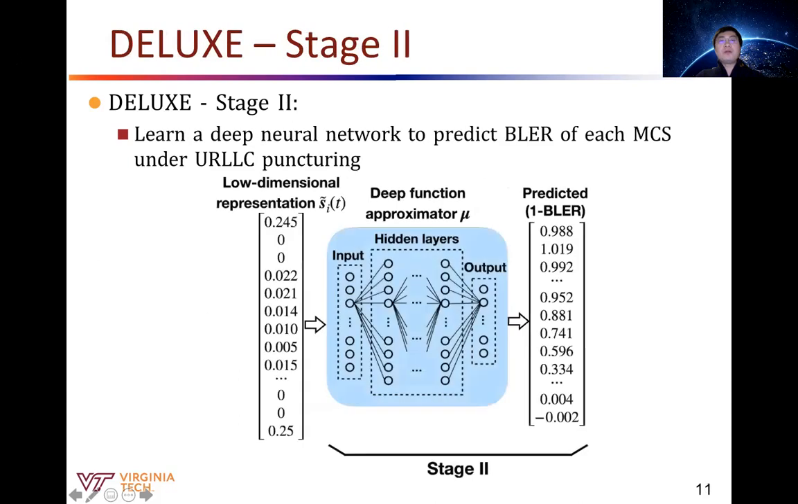Stage 2 consists of a deep neural network that takes as input the low-dimensional representation from stage 1 and outputs the predicted value of 1 minus BLER for each of the 29 MCS levels. These 1 minus BLER predictions will be used as a basis for the subsequent MCS selection.